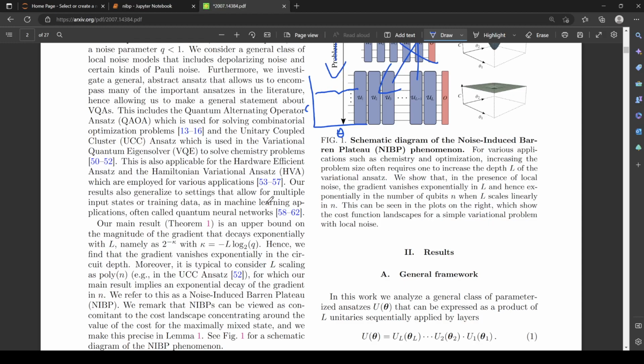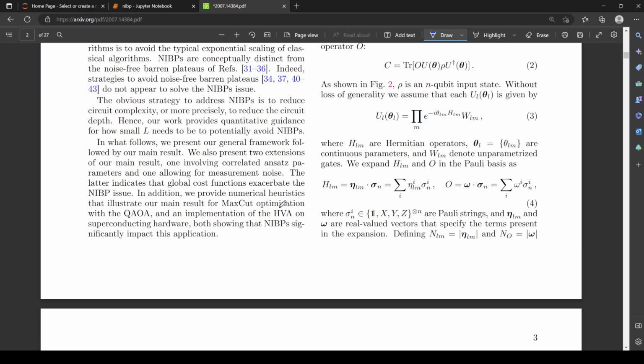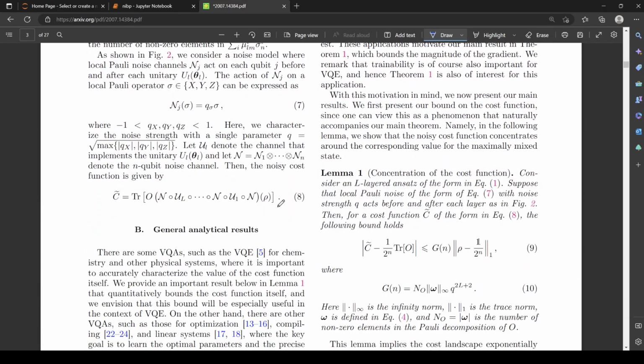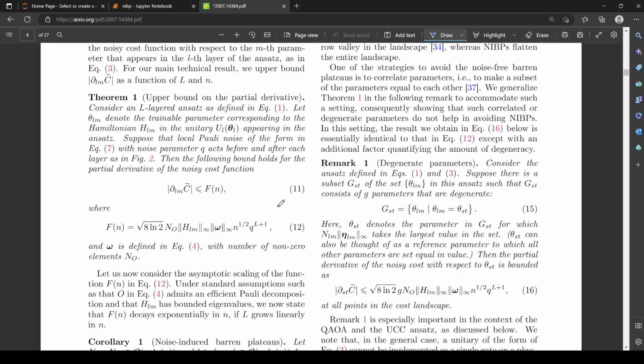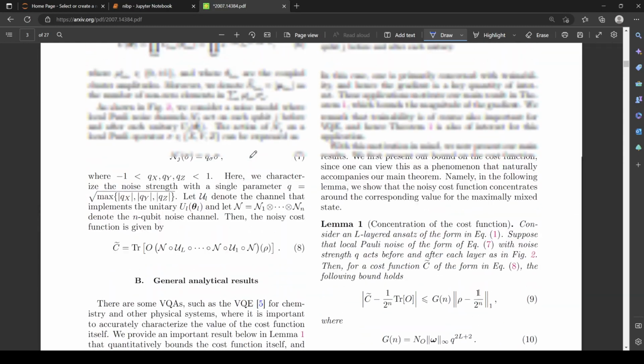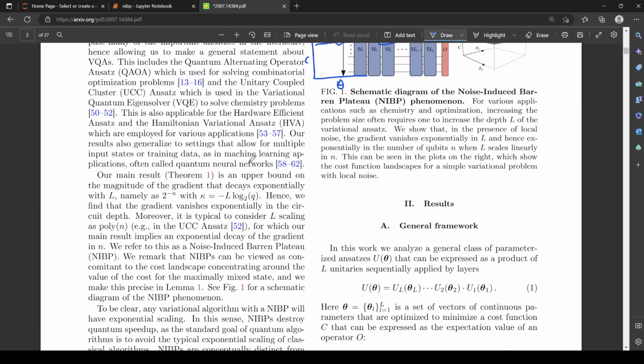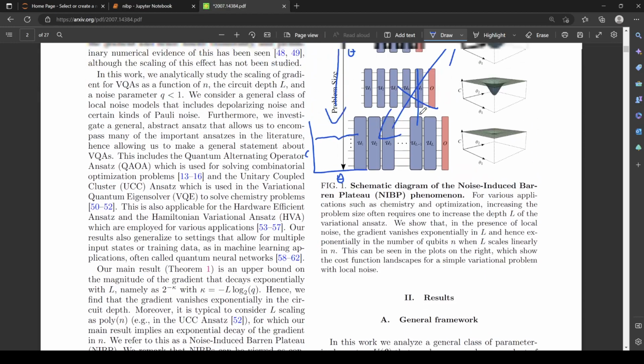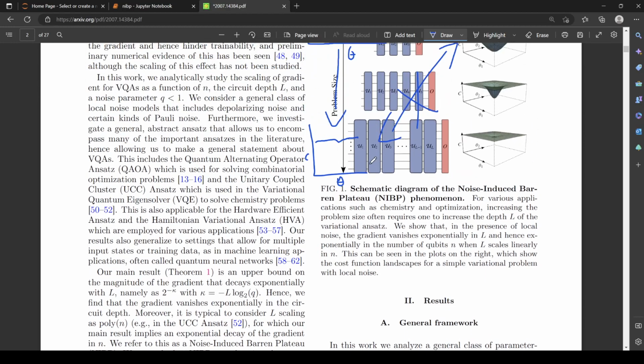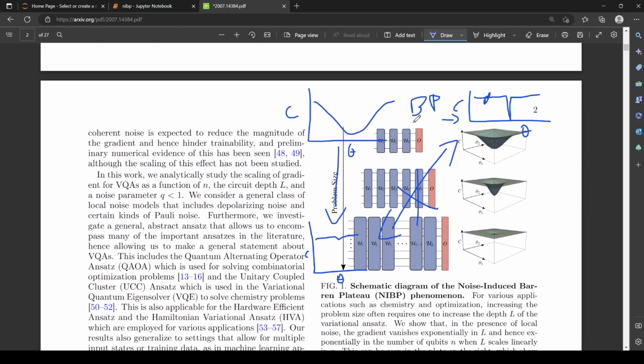And so in this paper, their main result, which we won't talk too much about the derivation of, is in Theorem 1, which is right here. As they summarize here, the magnitude of the gradient decays exponentially with L. And here L is, of course, the number of layers, because intuitively, we assume that each layer is the noise-inducing operation. And so depth is clearly going to be the important factor in noise-induced barren plateaus.